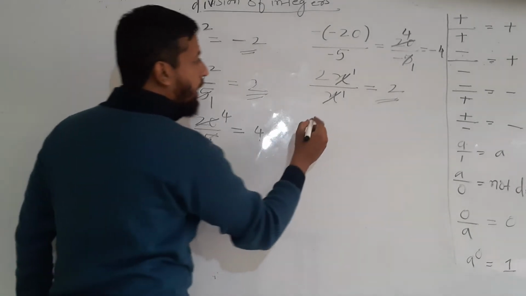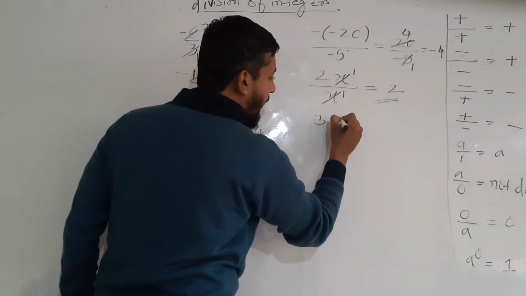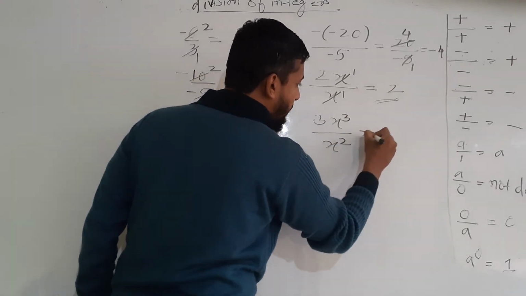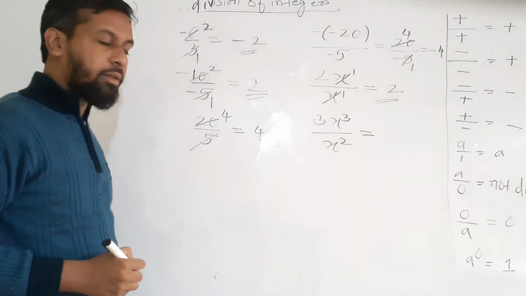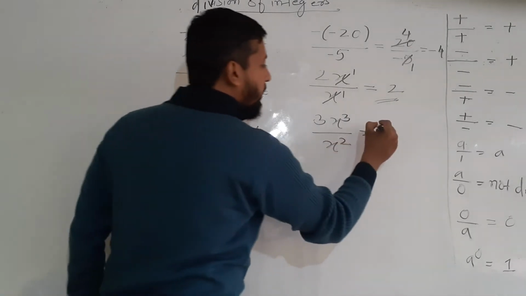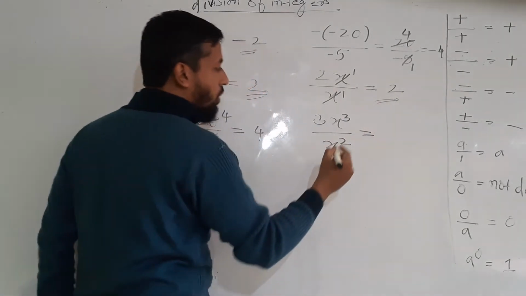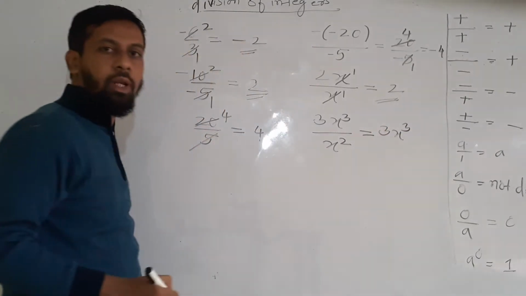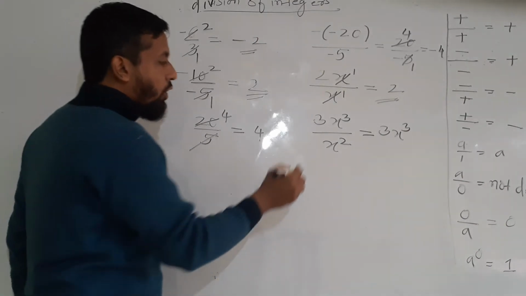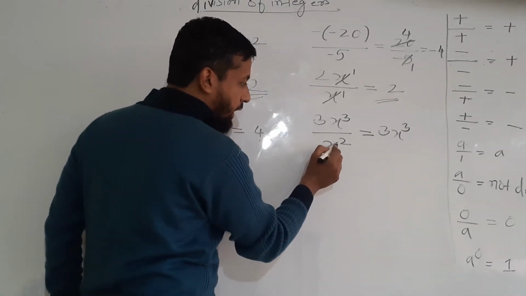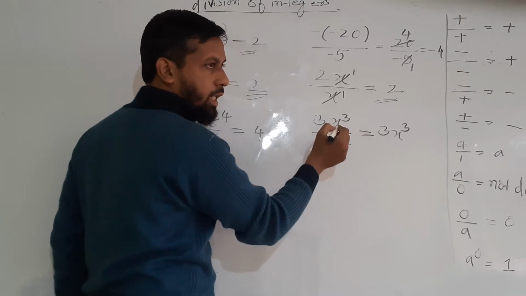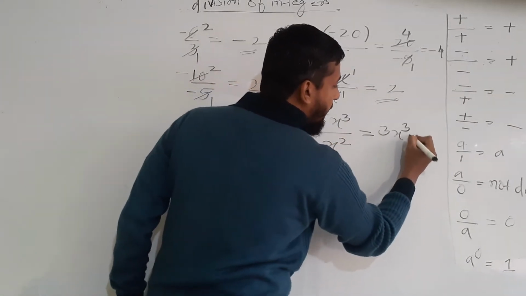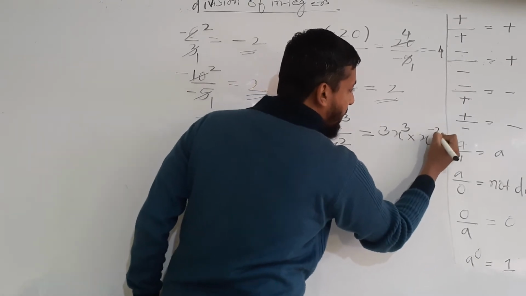Suppose one more example. 3x cube divided by x square. What will happen? There are two ways we can solve. 3x cube will be as it is. When you transfer the denominator value to the numerator, what will happen? If it is plus, it will become minus. x to the power of minus.